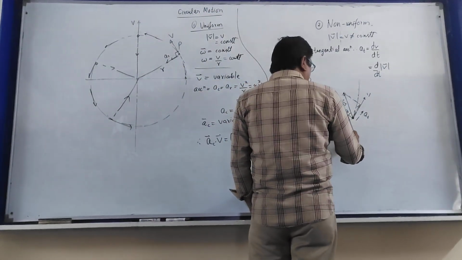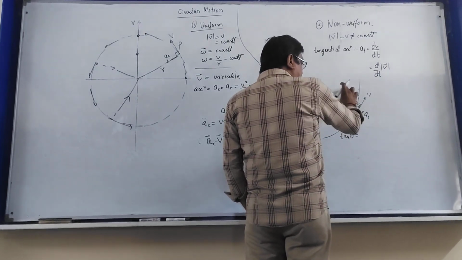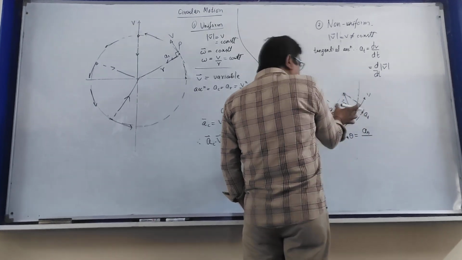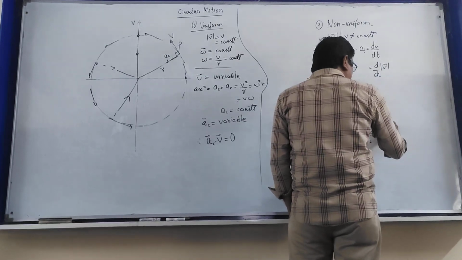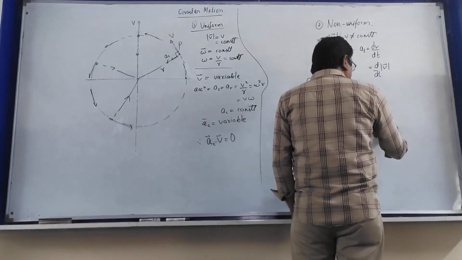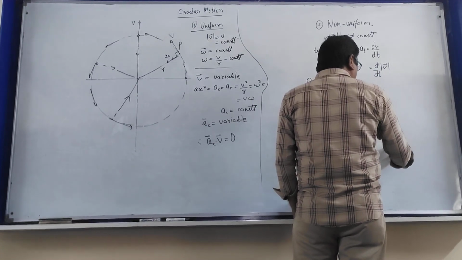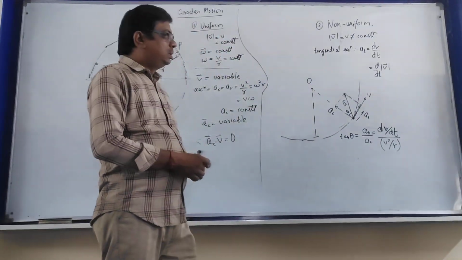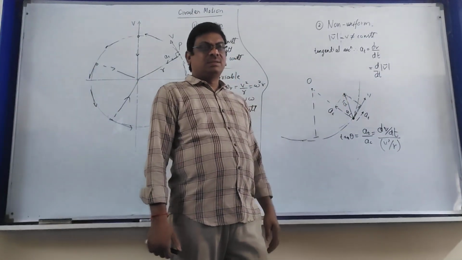So I can write tan theta as perpendicular by base. Perpendicular is what? Perpendicular is tangential acceleration. Base, what is base? Base is centripetal acceleration. By the way, tangential acceleration is dv by dt. Is it? And centripetal acceleration is v square by r. So this will be the resultant acceleration in this direction.